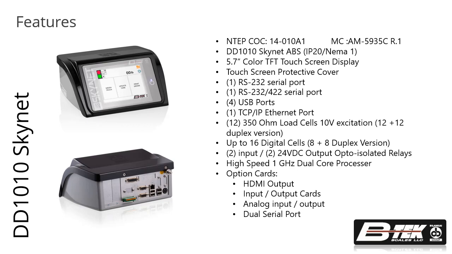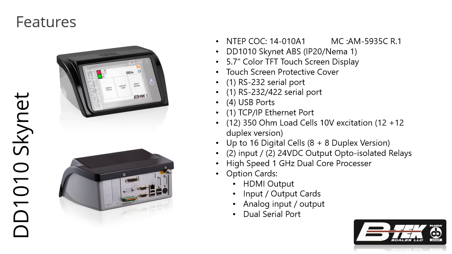This indicator has plenty of standard features with the ability to add options like input-output cards, 4 to 20 milliamp output, dual built-in serial ports, second scale inputs, and external communication devices for Ethernet IP, Profibus, and Modbus. By selecting multiple operating software applications, the indicator can be configured for several applications including general weighing, truck in and out transactions, multi-axle weighing, standard axle weighing, product batching, parts counting, and check weighing.